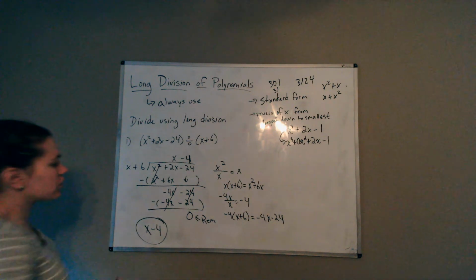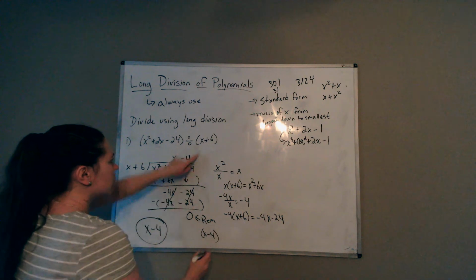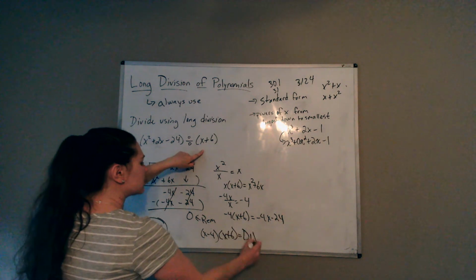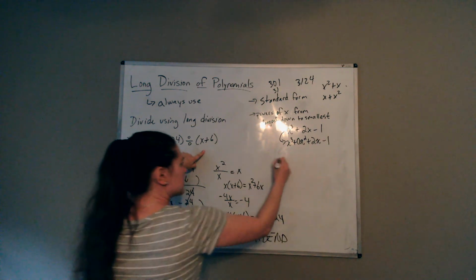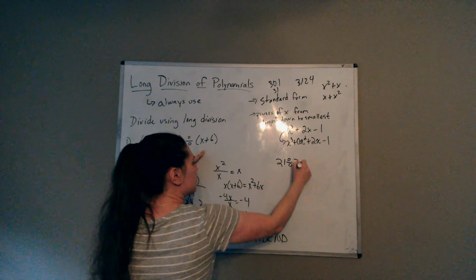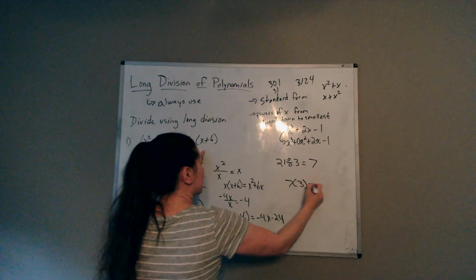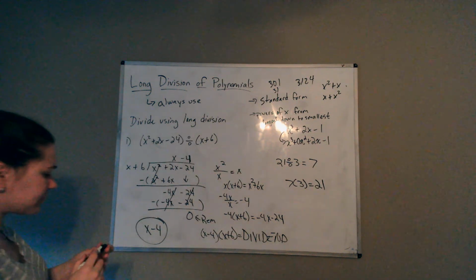So if you want to check your work, what you can do is you take your quotient, x minus 4, you multiply it by your divisor, and you need to get back out your dividend, right? That's how we check when we were just working with numbers. If we did 21 divided by 3, 21 divided by 3 is 7. So we take 7 and we multiply it by 3, and we better get 21. Okay, you can still check that way.